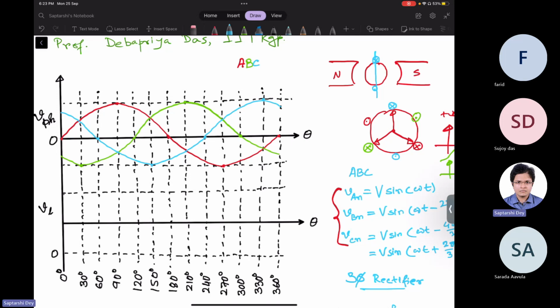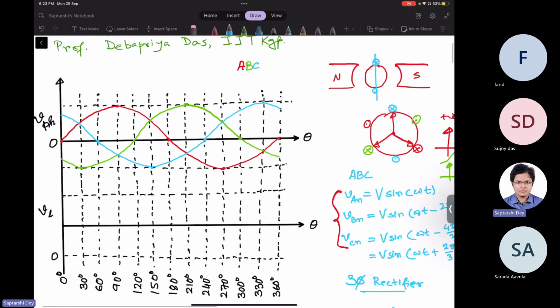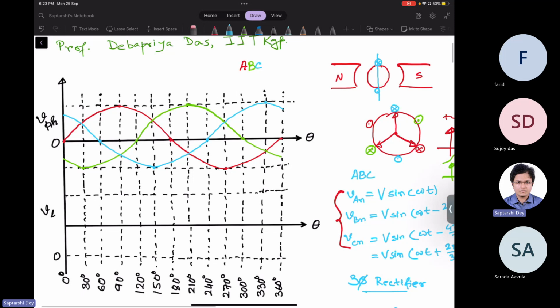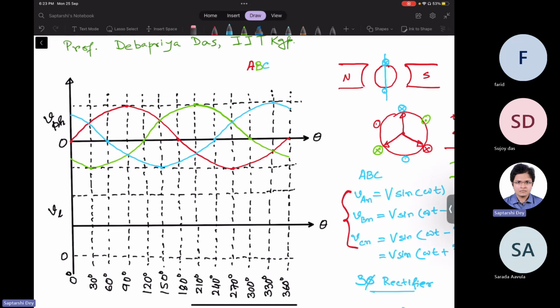Okay. You notice one more thing. Whenever there is a crossing between two waveforms, say the 30-degree crossing where the red and blue are crossing each other, at that time the other one is at its peak, either positive or negative. So if the green one is at minus 2 volt at 30 degree, then the red and the blue are both at plus 1 volt. So the summation is 0. So it's an observation. So at 30 degree, there is a crossing.